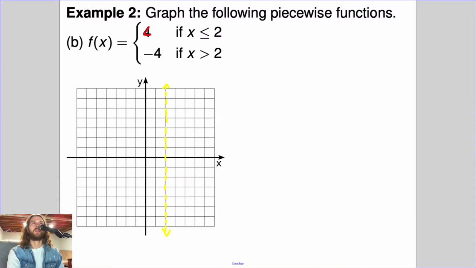In red, I'm going to do the function y equals 4. What does that look like? That's the line of all the points with the y value 4. So I just need to find two of those. How about 1, 4 and 2, 4? Hey, look at that. Those two points form a line. That line can continue. Okay, so there's my line, but I'm only interested in the x values that are less than or equal to 2.